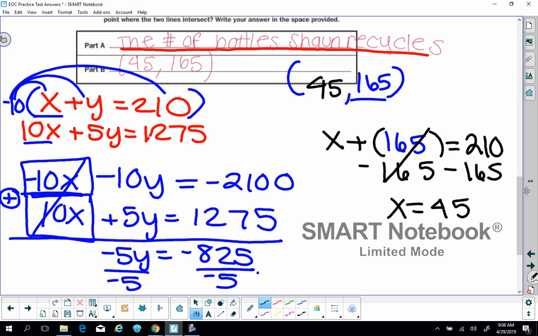Remember, when you check your answers, plug in 45 for x and 165 for y for both equations to make sure they're true. So this one, when I plug it in, should equal 210. This one, when I plug it in for x and y, should get me 1275. That's important when you're checking your work to make sure that you've got the correct answer.